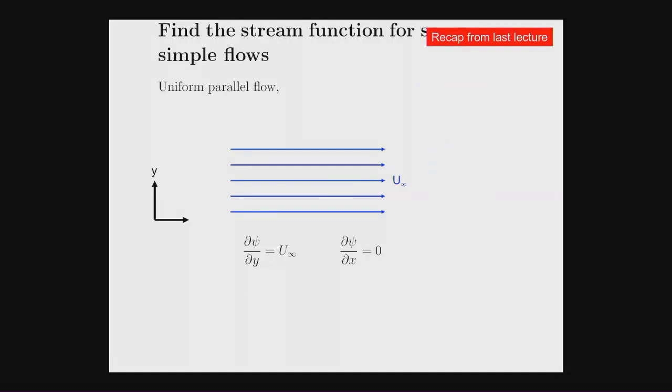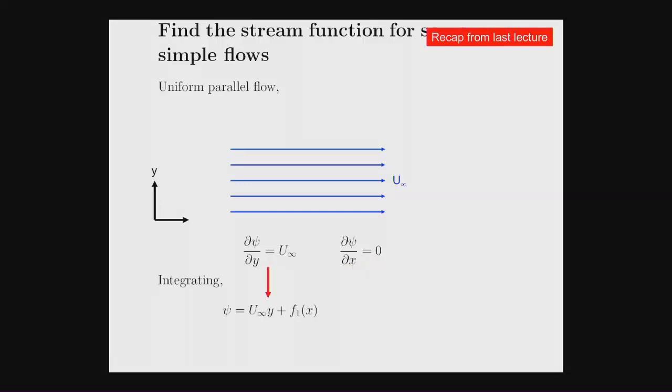After that, we then derive a few stream functions for different types of flow, for simple flows. We have this one here, which is a uniform parallel flow. So we know that velocity u is u infinity. So u equals del psi del y, and it equals u infinity. And the vertical component v is 0, therefore I get del psi del x equals 0.